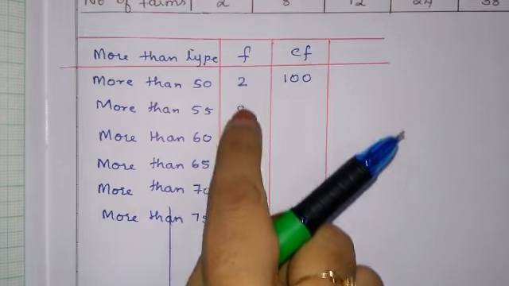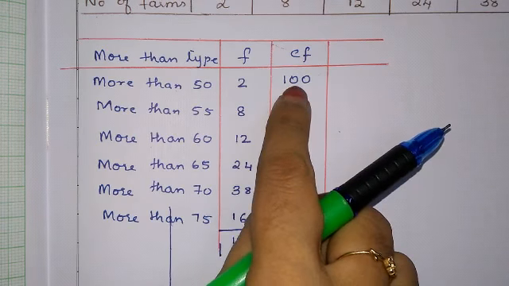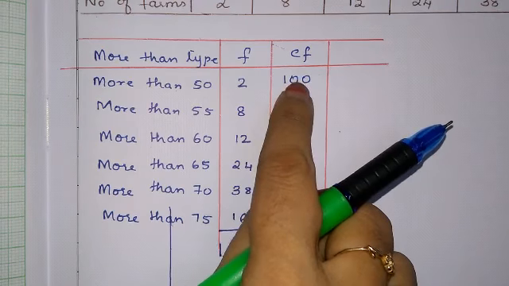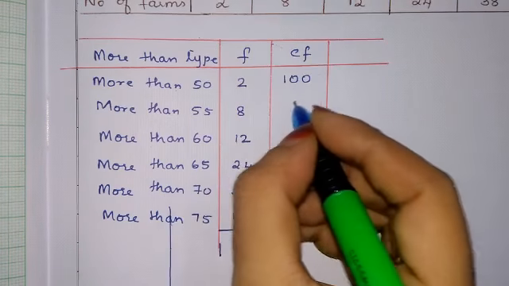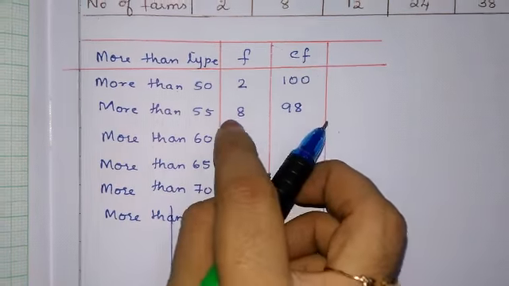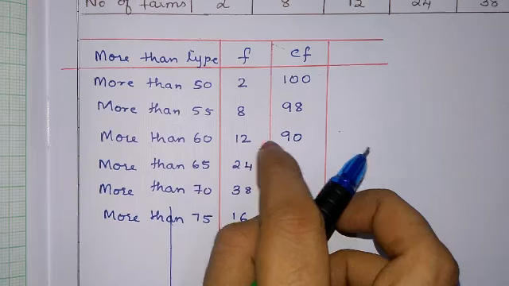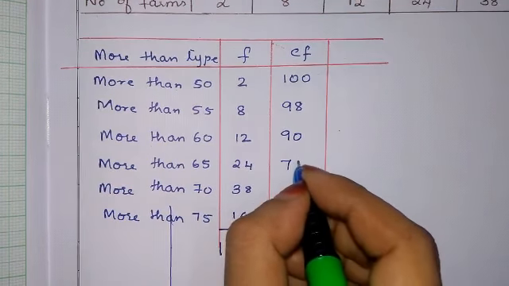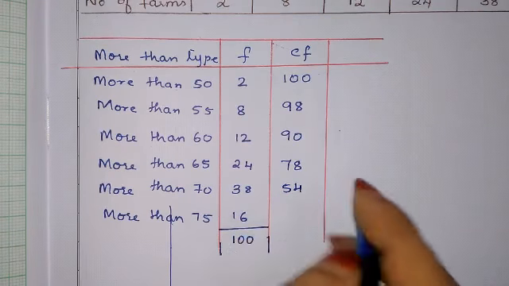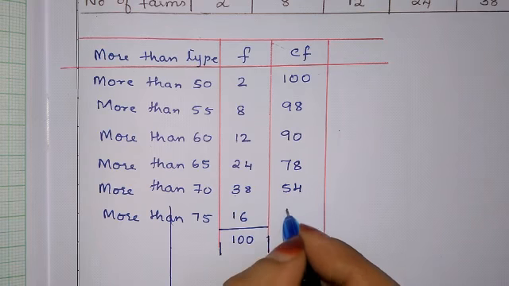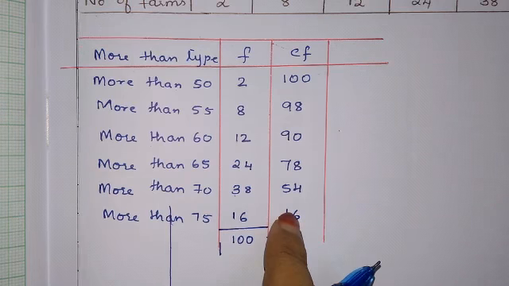What we have to do? Addition of frequency, we have to write as it is in the first column, that is 100. Then 100 minus 2, we should go on minus like this. 100 minus 2, 98. 98 minus 8, 90. 90 minus 12, 78. 78 minus 24, 54. 54 minus 38, 16. These two numbers should be exactly equal. Okay, one method is this.